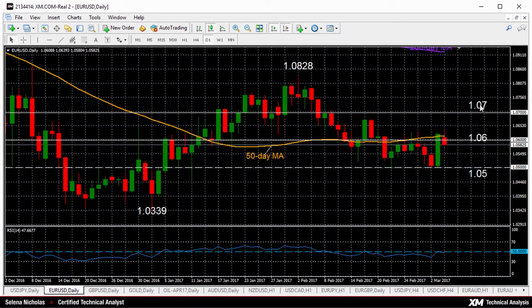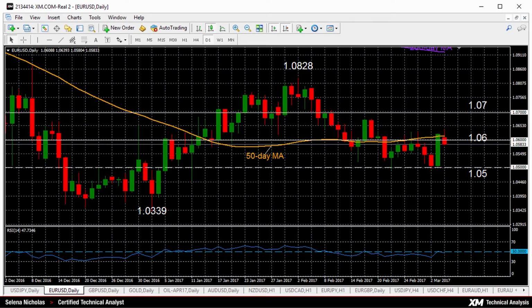Above 1.07 would bring a resumption of the uptrend that started back in January from the low of 1.0339. So prices had reached a high of 1.0828 in January. So if the market can break above 1.07, we could see a resumption of that uptrend. But since mid-February, the market has been struggling below the 50-day moving average and has been unable to close above it.